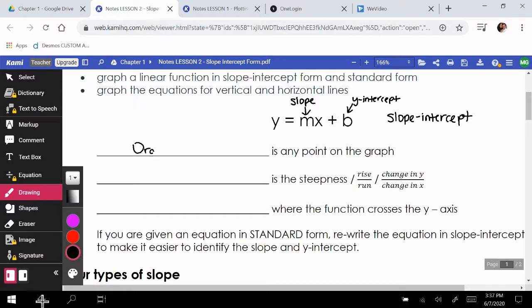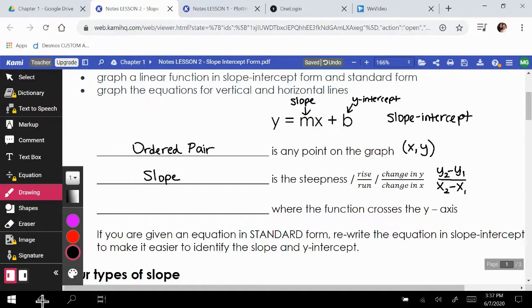An ordered pair is any point on the graph. So when we write an ordered pair, we put parentheses, and you'll see x comma y inside of the parentheses. X always comes first. The slope of a line is also called the steepness. We will also use rise over run, or change in y over change in x. In the last video, we talked about the equation y2 minus y1 over x2 minus x1 to get the slope.